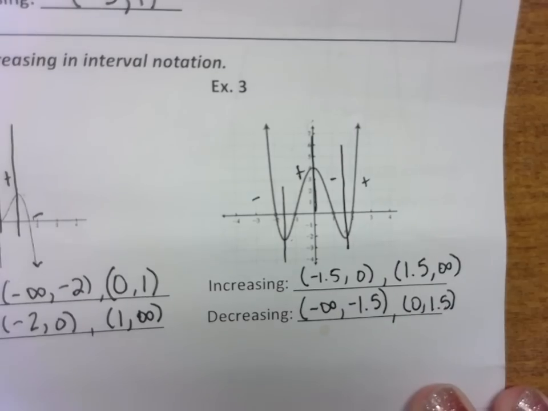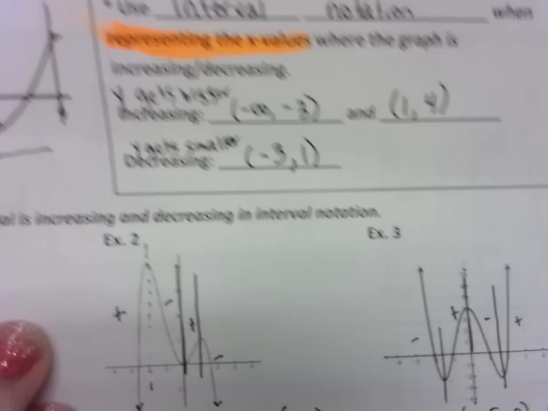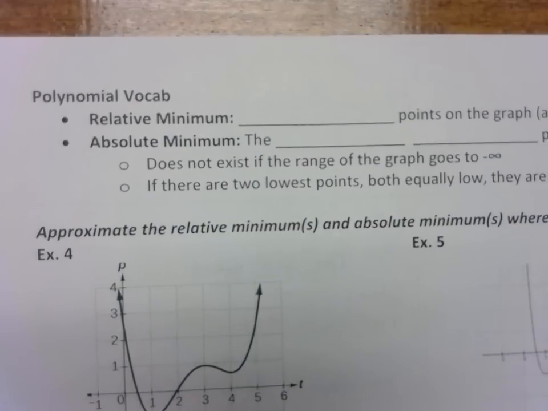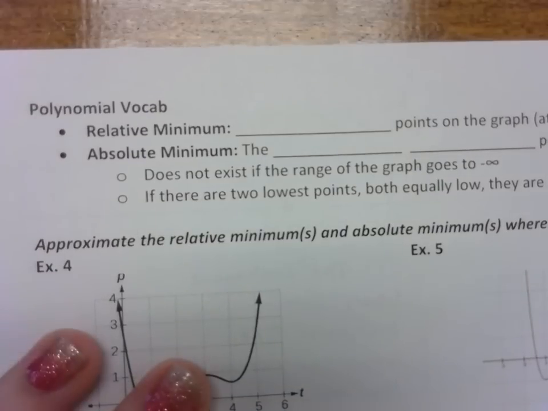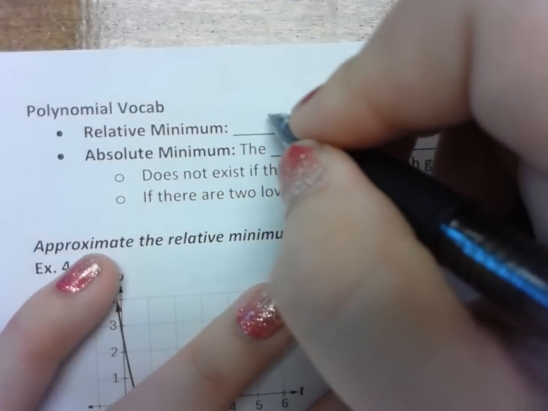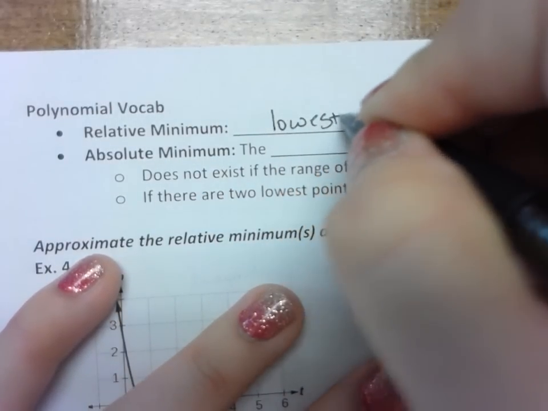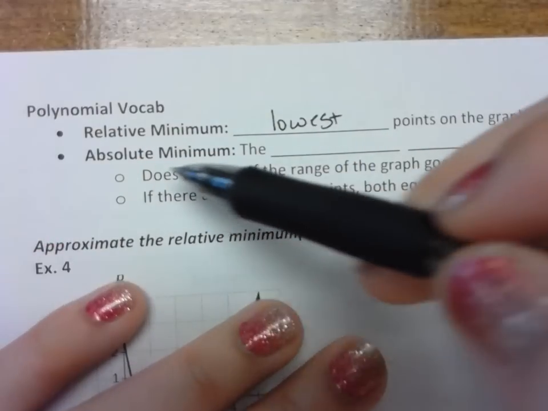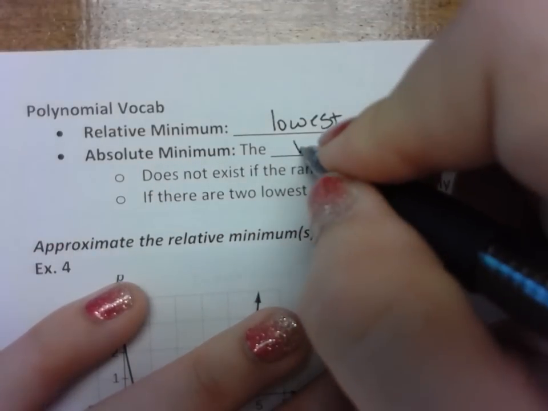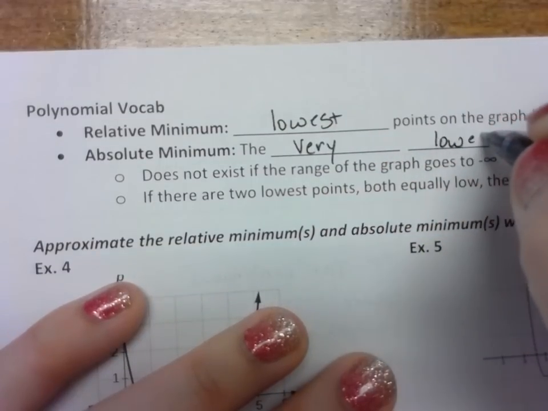Okay, so check your work, make sure you did that correctly. Let's keep going. Relative minimum. A relative minimum is the lowest point on the graph at turns. Relative means around its area, so just in a particular area of the graph, it's lower than other points. The absolute minimum means that it's the very lowest point. There is no point lower than that point on the graph.